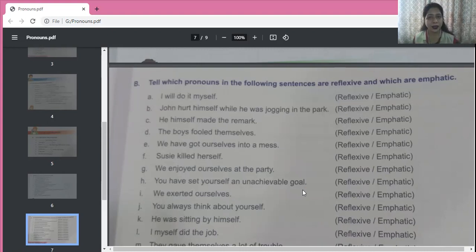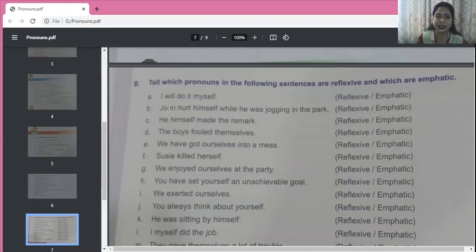But then there is one more thing you must know. Let's see this sentence: I will do it myself. Myself is used for the pronoun I. Okay. Now you have to see whether this sentence is complete without this self word. So I will do it myself. If we say I will do it, I will do it. Okay. So myself is not needed here. When we are saying I will do it myself, we are using it for the sake of emphasis.